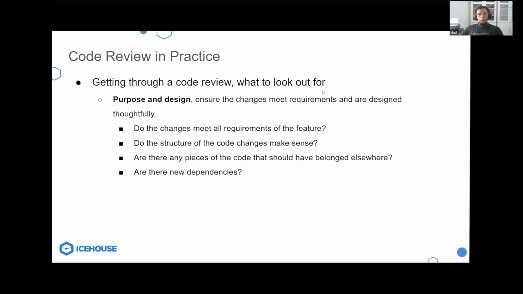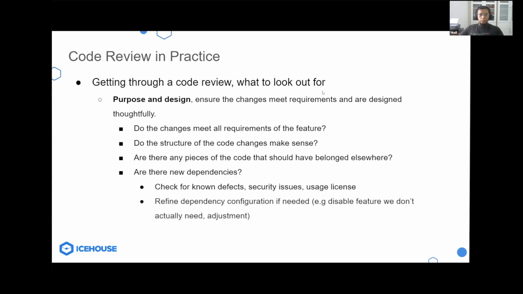Well, another question to ask is, are there new dependencies introduced? We should check if there are any known defects or security issues in the library. And perhaps we need to refine dependency configuration if necessary. For example, disabling features we don't need, or changing default configuration values. And also don't forget to check the library's usage license, whether it's fine to include it in your project.